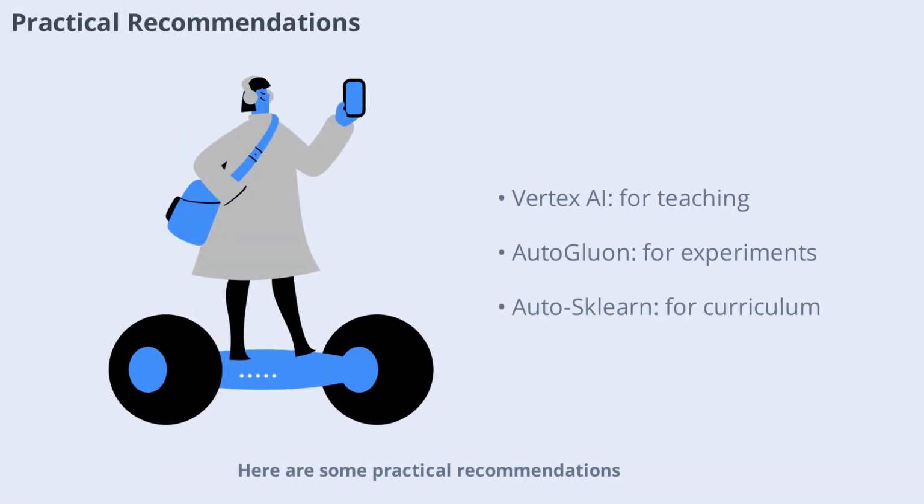Here are some practical recommendations. Start with Vertex AI AutoML when teaching introductory concepts to students who aren't confident in Python. Use AutoGluon for fast tabular experimentation in notebooks or small research projects. Choose AutoSklearn when you want to compare automated pipelines in a classical machine learning curriculum. No matter which tool you pick, always evaluate data quality, fairness, and real-world validity before trusting your final model.